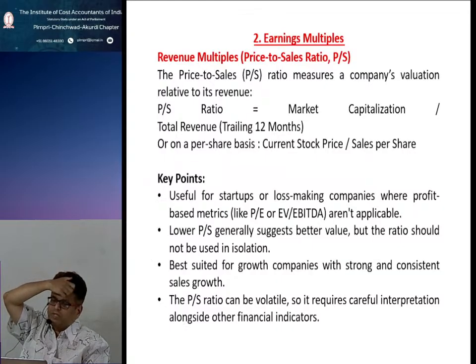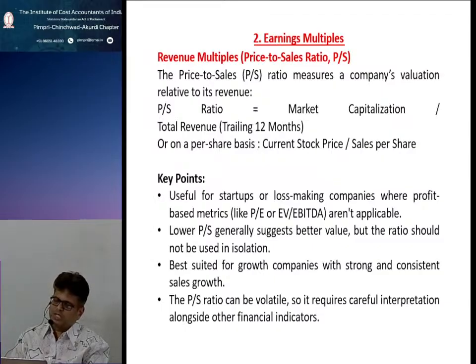Then we saw the revenue multiples, which is price to sales ratio, P to sales. Price to sales ratio measures a company's valuation relative to its revenue. So PS ratio is equal to market capitalization divided by total revenue, that is trailing 12 months, or on a per share basis, current stock price divided by sales per share.